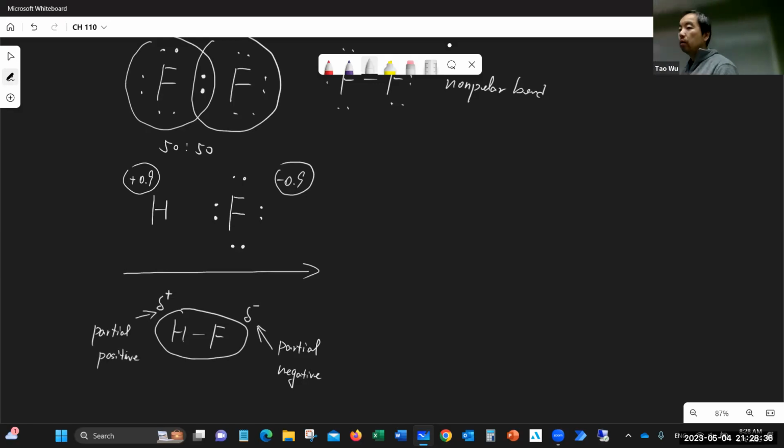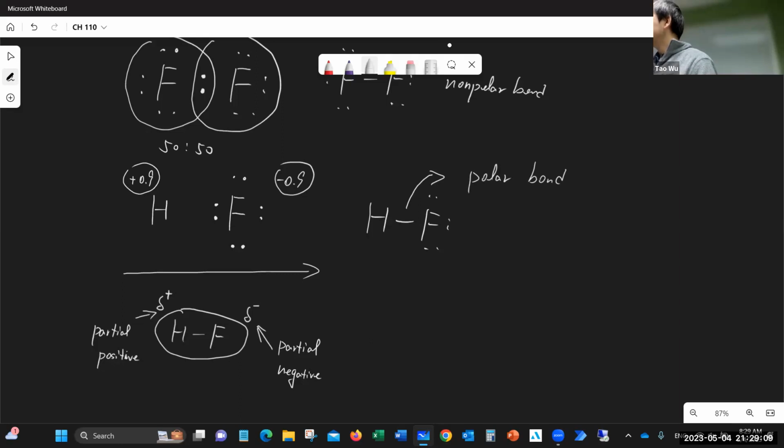Partial negative and partial positive. So this is what happens. That's why the polarity is coming out. When this atom shares the electrons, it becomes HF, and then you will see the fluorine side, so these bonds were generated. That becomes a polar bond. This is a polar bond instead of a non-polar bond. Are you clear? So this is the difference between a polar bond and a non-polar bond.